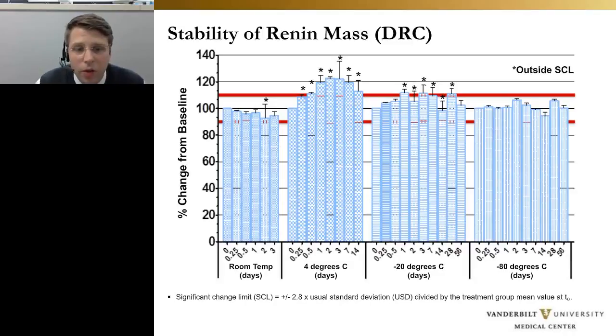So what you're looking at here is the results from a stability study used to assess 4 common laboratory storage conditions: room temperature, 4 degrees, negative 20 degrees, and negative 80 degrees Celsius. The bar chart illustrates the mean % change from the baseline, and the error bars represent the overall standard deviation. We also put the significant change limit lines in the chart, and those are shown in red. And from this study, we can see that Renin-Mass is stable for several hours at room temperature and for at least 2 months at negative 80 degrees Celsius.